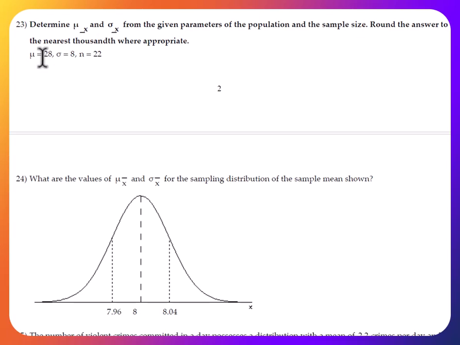So the mean of x bar, guys, is going to be 28. But the standard deviation of the sample means will not be 8 again. It will be 8 divided by the square root of 22. That's what the central limit theorem says. So you're going to do 8 divided by the square root of 22 to find the standard deviation. Okay, next question.